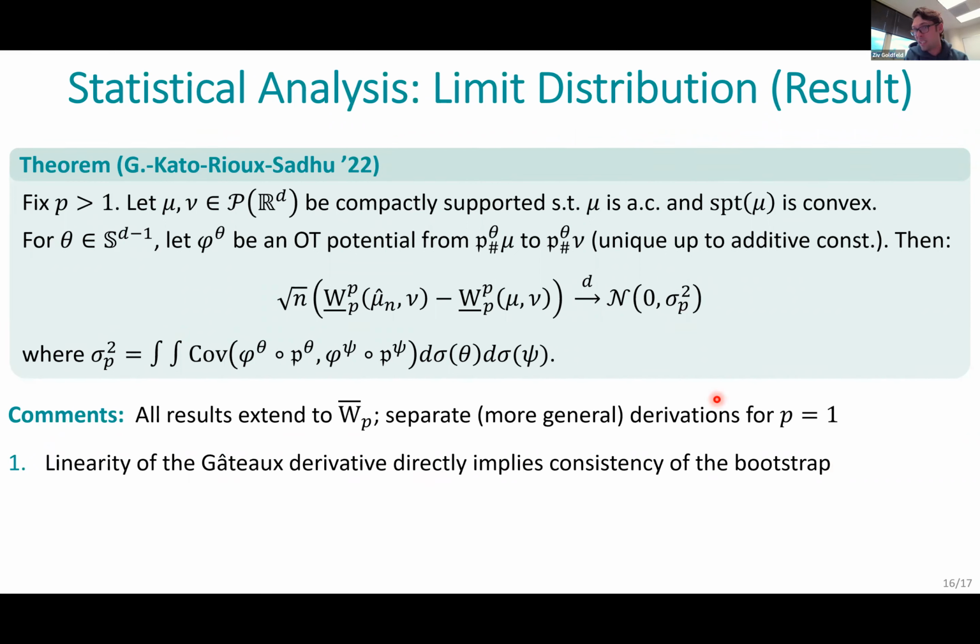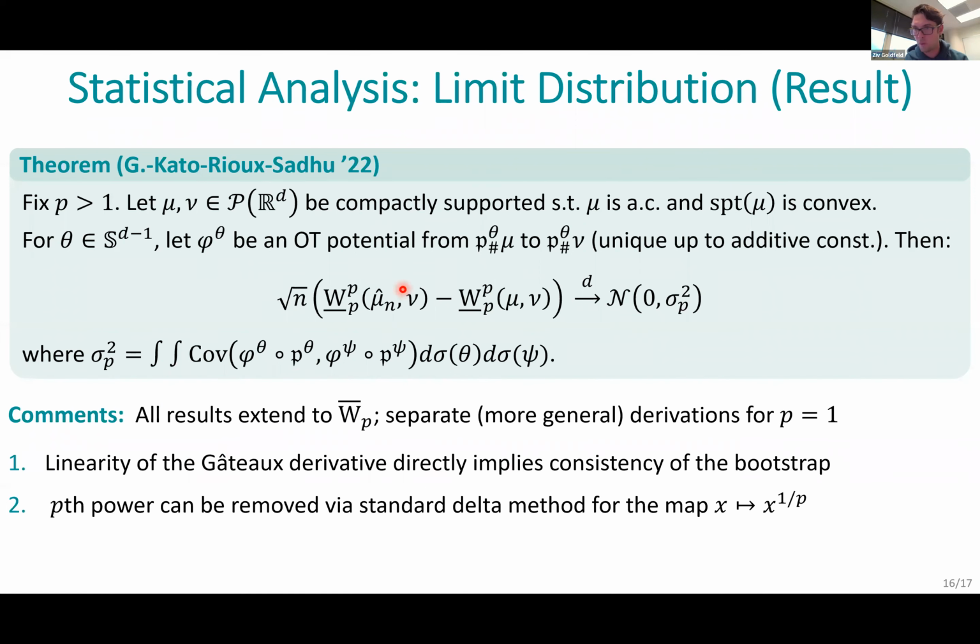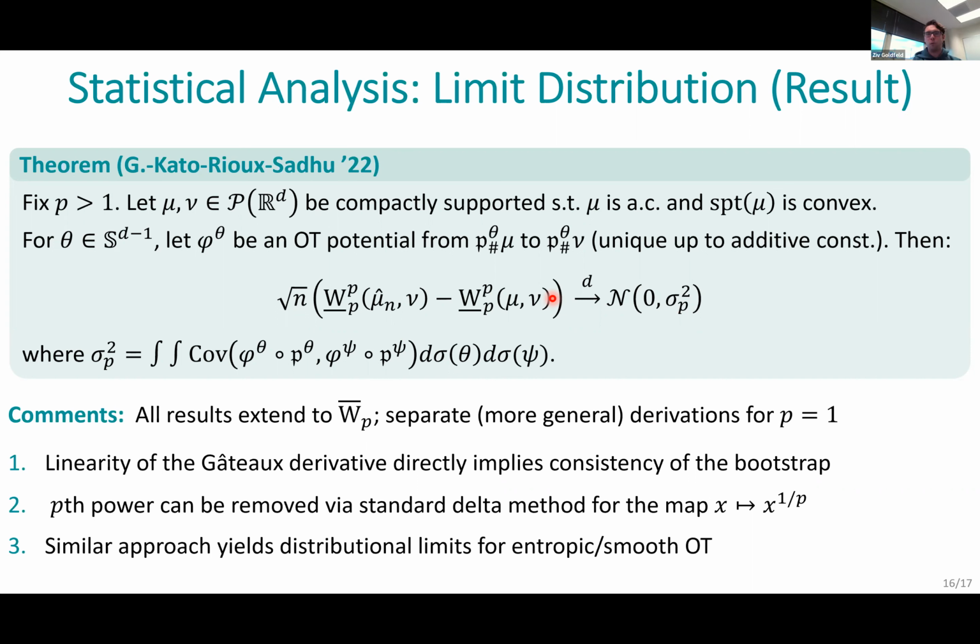This is good to have because otherwise, how do you figure out this quantity that depends on the population distributions? Then, second of all, if you don't like the p's power, and this is back to your question from before, then you can easily remove it just by applying the standard delta method for the pth root function to this theorem over here. So the asymptotic variance will change in relation to the derivative of this function, but the result will qualitatively remain the same. And lastly, in the paper, like I also said before, we have similar theorems for entropic optimal transport and smooth optimal transport, which all come from this general framework. So again, if this is interesting to you, do check the paper out.